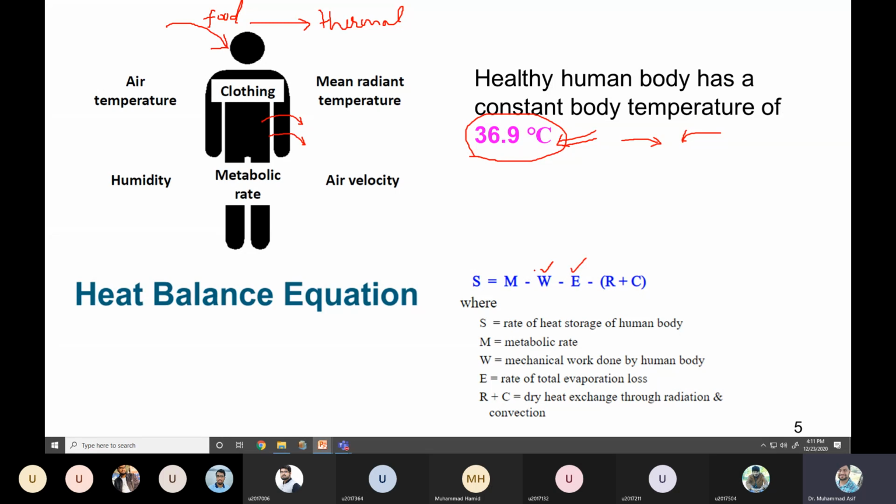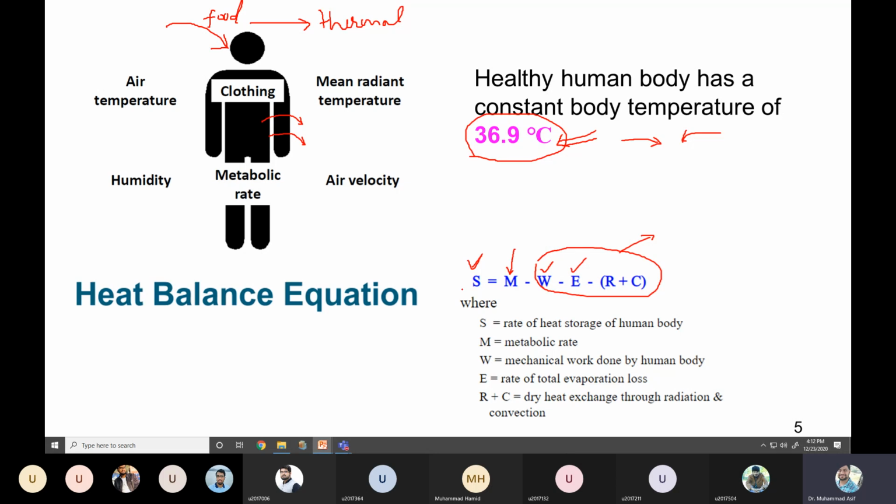If that energy is not balanced, S is the rate of heat storage of the human body. If the metabolic rate, the food you eat, is not released in the form of some exertion, or evaporation through breathing, or convection from the skin, then there are chances that the energy will be stored in your body in the form of fat or some other means. So this is called the heat balance for the human being.